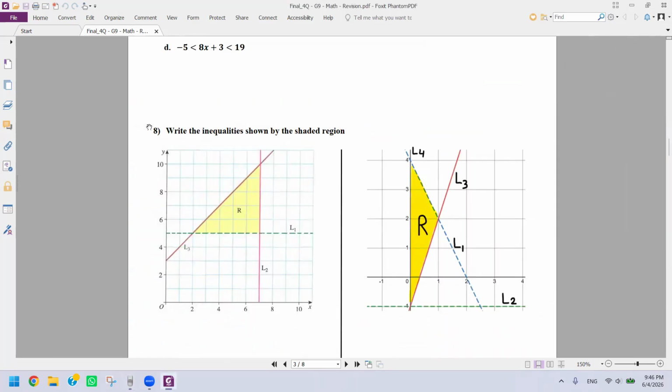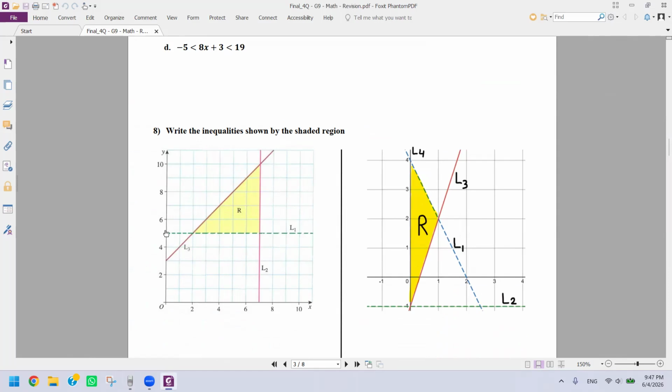Now here in this question it says, write the inequality shown by the shaded region. So the shaded region are, I need to write the inequalities for L1, L2, and L3. Starting with L1, it's a dashed line, which means there's no equal sign. It goes through y. Between 4 and 6, we have 5.